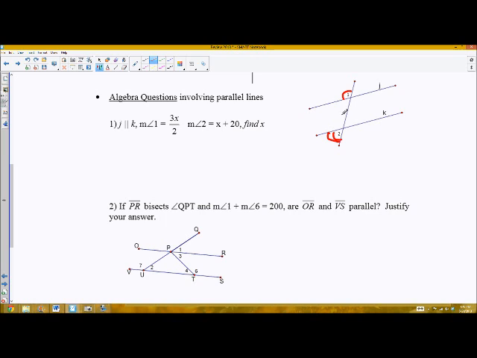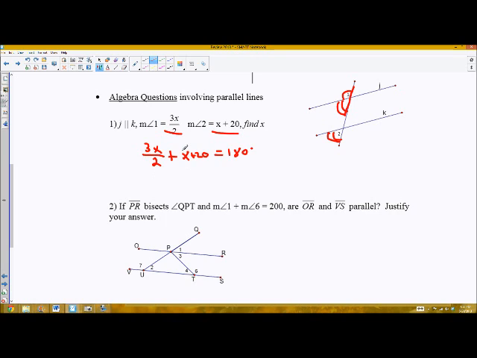Well, notice that angle 2 has a corresponding angle, which would be here, and that these two together form a straight line, so their sum must be 180. So I know that 3x over 2 plus x plus 20 is the sum of these two angles, which would have to be 180, and that's using corresponding angles of parallel lines are congruent and the angle addition postulate.